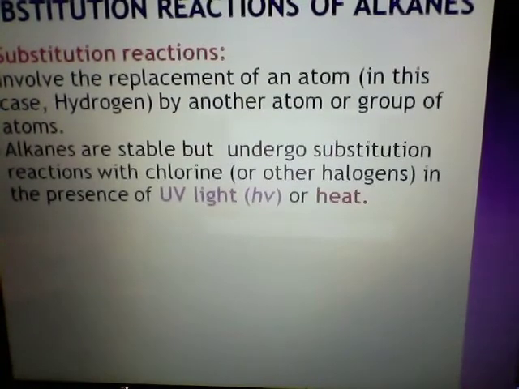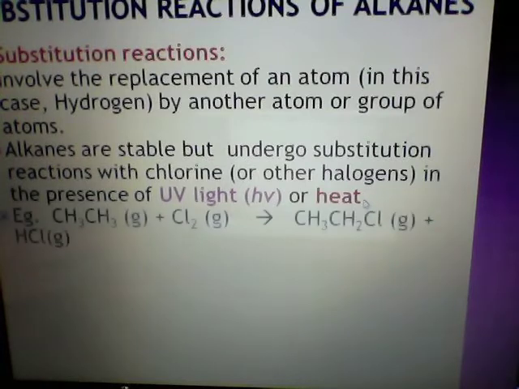Alkanes are stable, but when they are in the presence of UV light, or if we heated it up on the Bunsen burner, we would get a substitution reaction. This is the way you can draw out the substitution reaction. That can be your example. Okay?